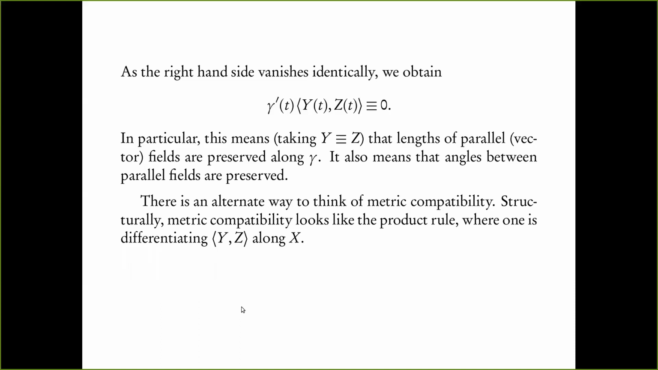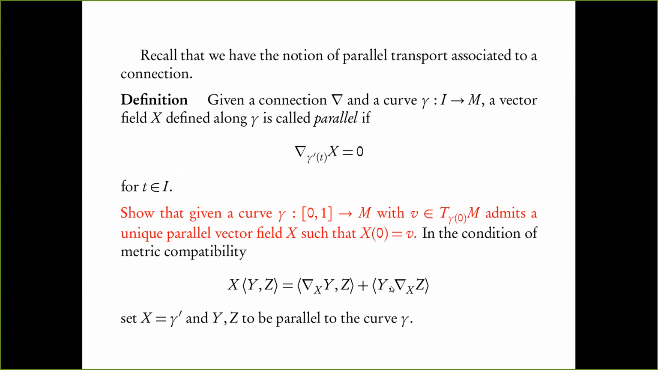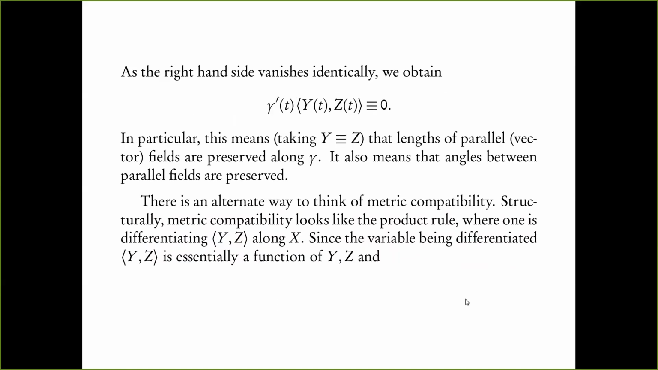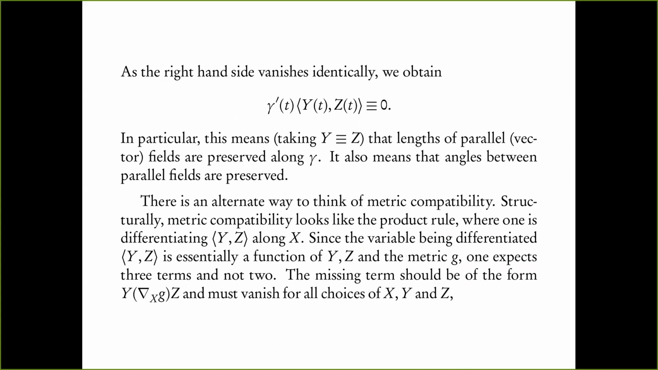As three terms. Let me go back. These two terms are automatically there. If you differentiate this, you expect a third term, which is going to be something like y, then nabla of g, where g is the metric in the direction of x, and then z. But that is not there. So saying that this identity holds should be, at least heuristically, equivalent to saying that this mysterious quantity which is not there, and you do not know what it is, should be zero, right? Let me come back to where we were. So the missing term should be of this form.